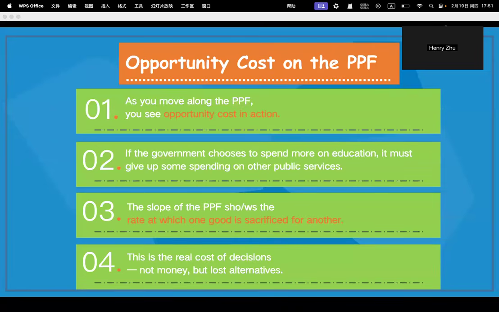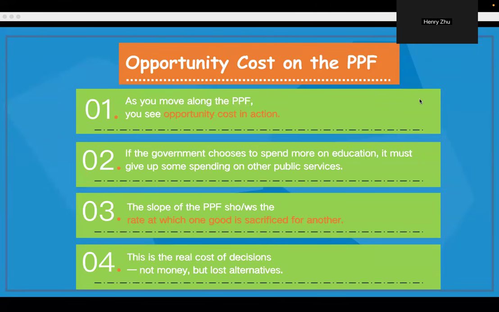Now, the PPF allows us to visualize opportunity costs. When we move along the curve to produce more of one good, we must give up some of the other. The slope of the PPF represents this trade-off. In many cases, the PPF is curved, not straight. This reflects the idea of increasing opportunity cost. As more resources are shifted towards producing one good, they become less suited to that use. For example, workers specialized in healthcare may not be as productive in manufacturing, so producing additional units becomes increasingly costly in terms of foregone alternatives.